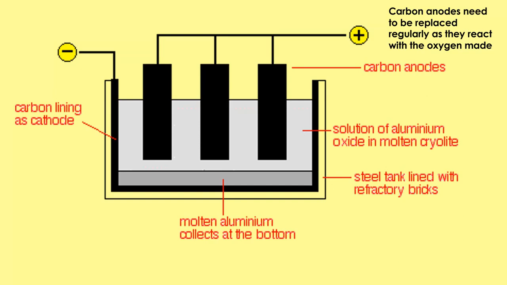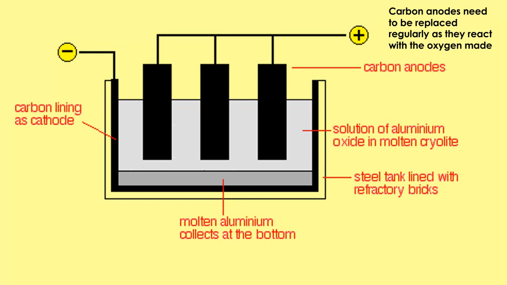So the negative electrode is the cathode, and you can see on this diagram that the cathode is the lining of the cell, and that's made of carbon. More specifically, it's made of graphite, because we know graphite is the allotrope of carbon that conducts electricity. The anodes are also made of carbon, but they look a bit more conventional in that they're being dipped into the electrolyte like we would normally expect. But you can see there are three there, not one, so that increases the surface area. There's more surface where the electrolysis can happen.